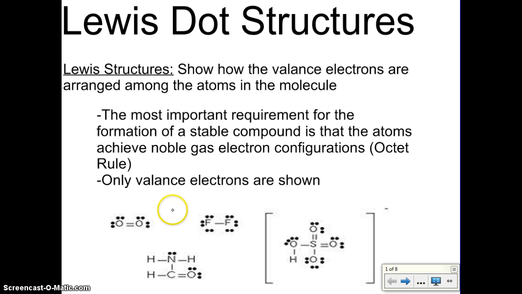A couple rules we need to keep in mind. First off, we're trying to satisfy the octet for each atom in the compound. There are some exceptions to the octet rule, and we'll talk about those in just a little bit. The next thing is we're only showing the valence electrons within the compounds, nothing else, nothing more. So we'll have to count out the total number of valence electrons and then satisfy the octet rule with only those. We cannot add extra electrons or take away electrons that are there. So keep that in mind.